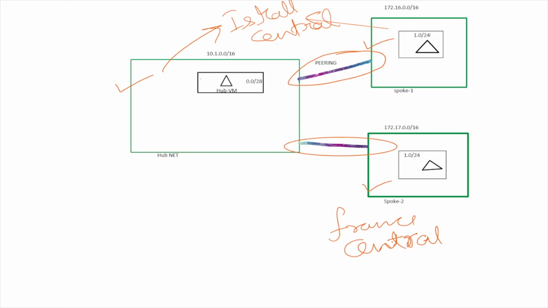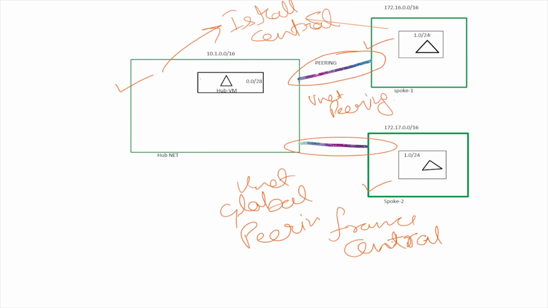Okay, so the pairing that has been established between two VNets in the same region is known as VNet peering, and those virtual networks which are in different regions, let's say here spoke one is in Israel Central and spoke two is in France Central region, the pairing that we will be establishing between the hub and spoke two will be known as VNet global peering. It provides a link between these VNets at 10 gigabits per second, so there is no such limitation in bandwidth and availability.